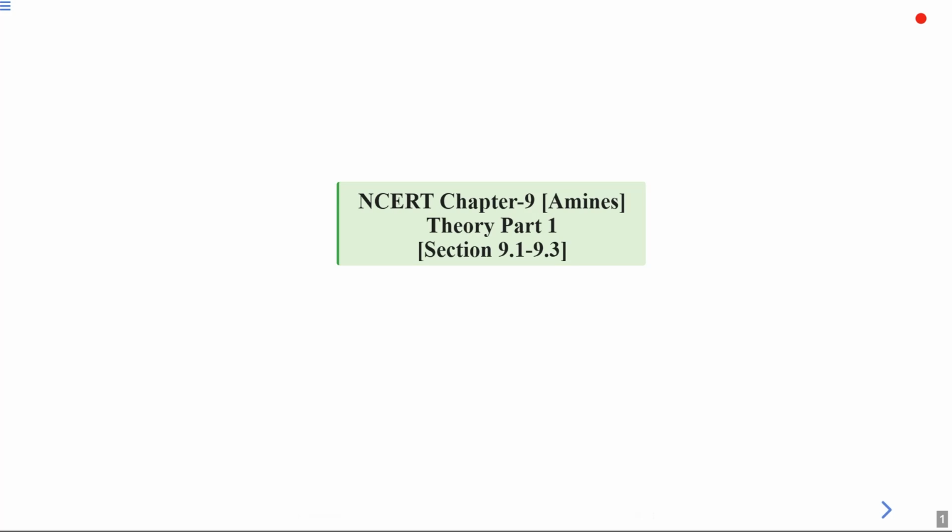Welcome students. Today we will start with the new topic, that is NCERT chapter 9 Amines. So today is the theory part 1 and the section which we will cover today is from 9.1 to 9.3.